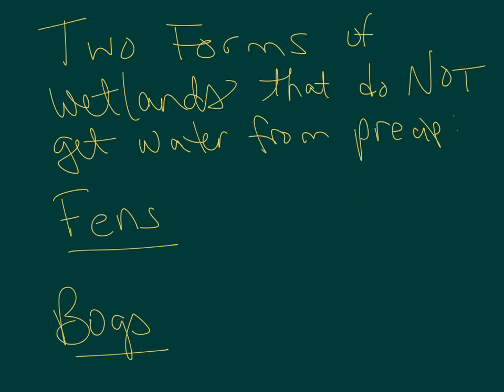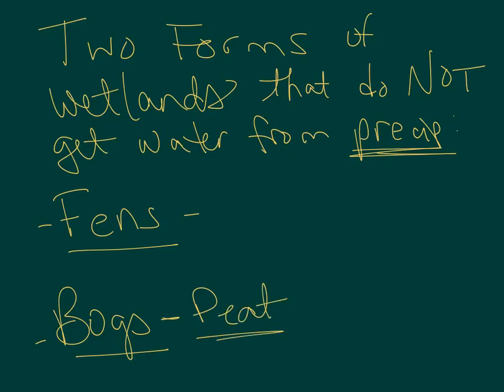There are 2 wetlands that do not receive their water from precipitation. So rain and snow do not fill these up. And this would be a fen and a bog. Fens are fed year-round by seepage from groundwater. The water is often high in alkaline or salts, and they're found on sloping river valleys and in the Turtle Mountains. Bogs, then, are similar to that, but they contain a lot of dead plant material, or peat.